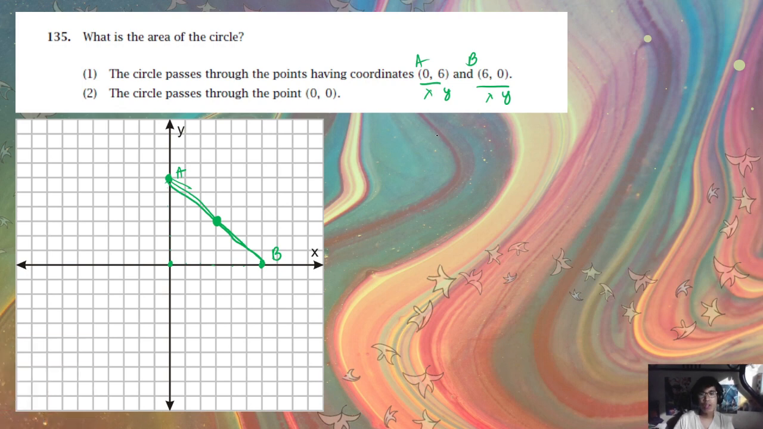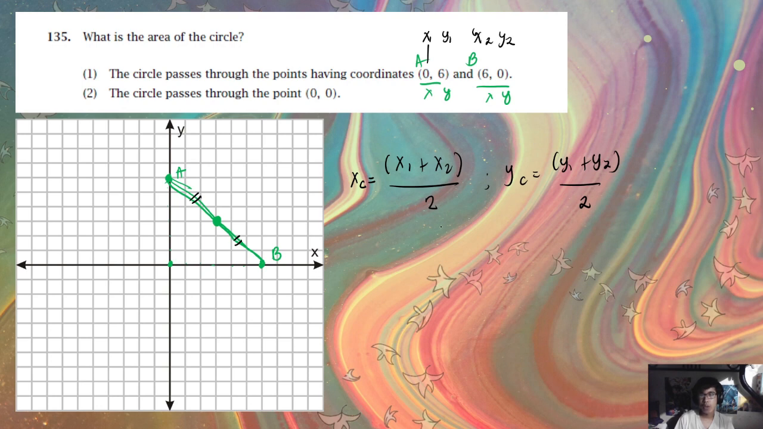Okay, so let's try to solve. The center of our circle is going to have to be the midpoint between these 2 points. And to solve for the midpoint, we first need x sub 1, our first x coordinate, plus our second x coordinate, divided by 2. This will be the x coordinate of the center of our circle. And the y coordinate of the center will be y sub 1 plus y sub 2 divided by 2. If we're going to label them, this is x sub 1, y sub 1, x sub 2, and then y sub 2.